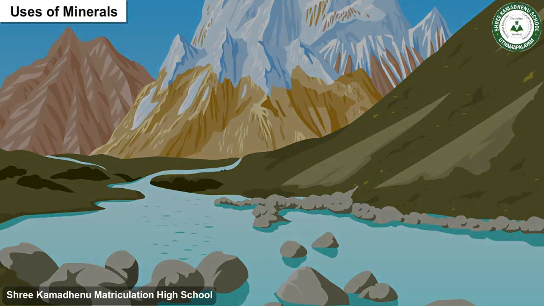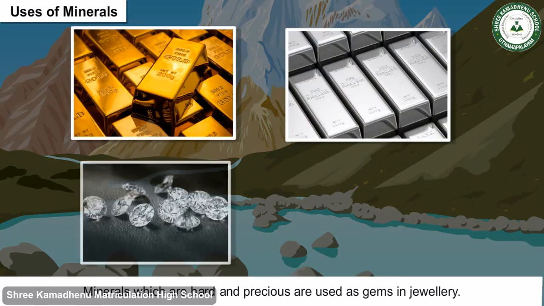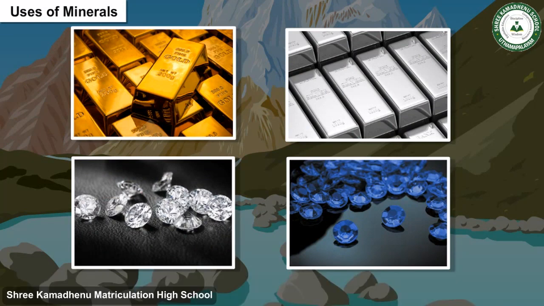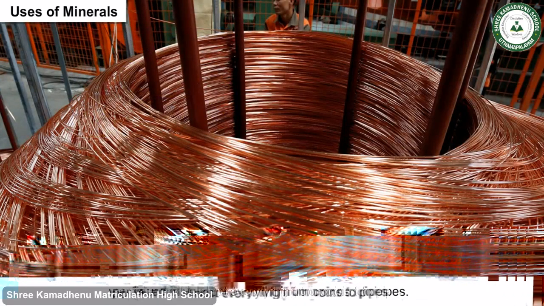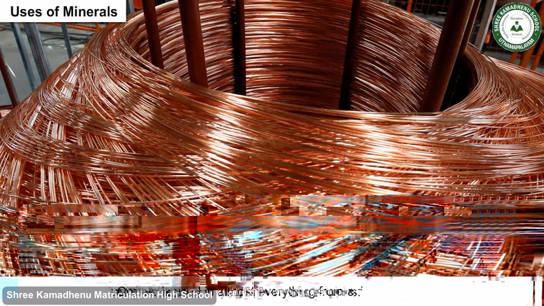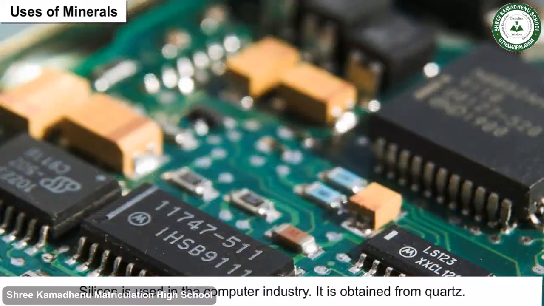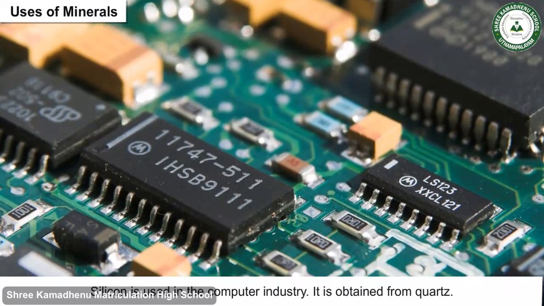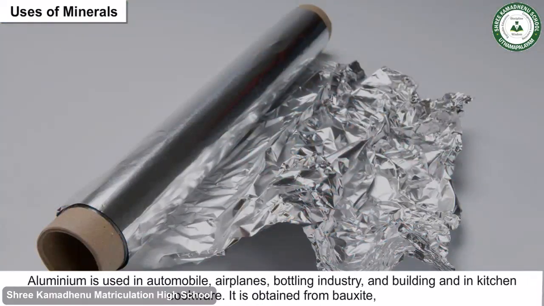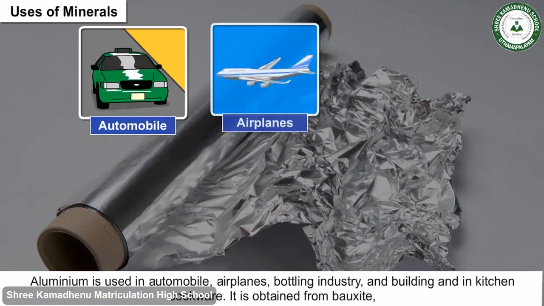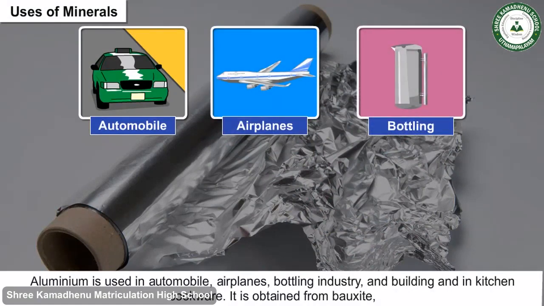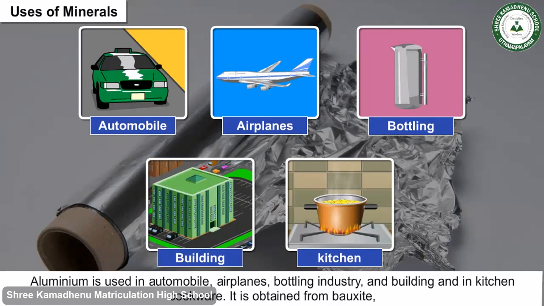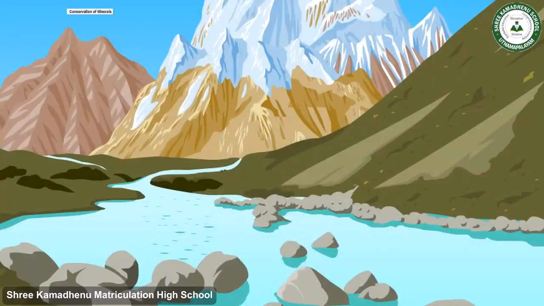Uses of minerals. Minerals which are hard and precious are used as gems in jewelry. Copper is used in almost everything from coins to pipes. Silicon is used in the computer industry. It is obtained from quartz. Aluminium is used in automobiles, airplanes, bottling industry, and building and in kitchen cookware. It is obtained from bauxite.